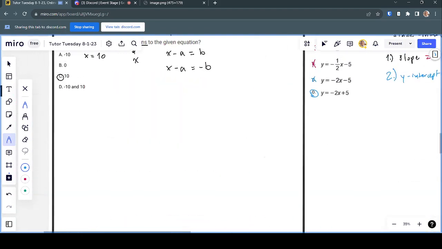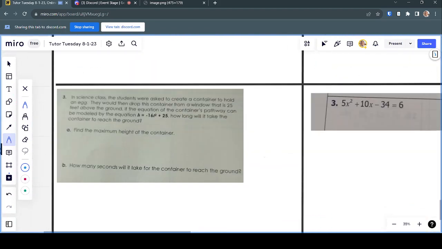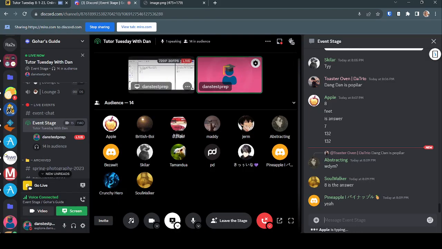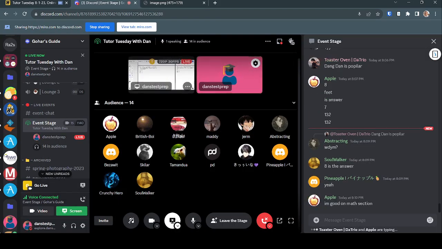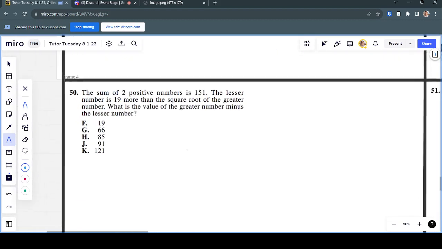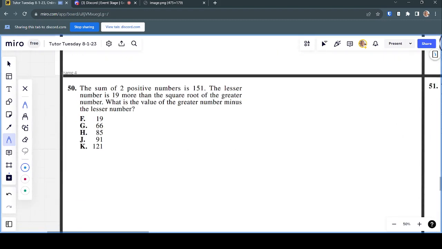Okay, let's move up to some ACT math problems, since this is mostly like SAT and ACT. This one is similar to kind of like an AMC math problem though.